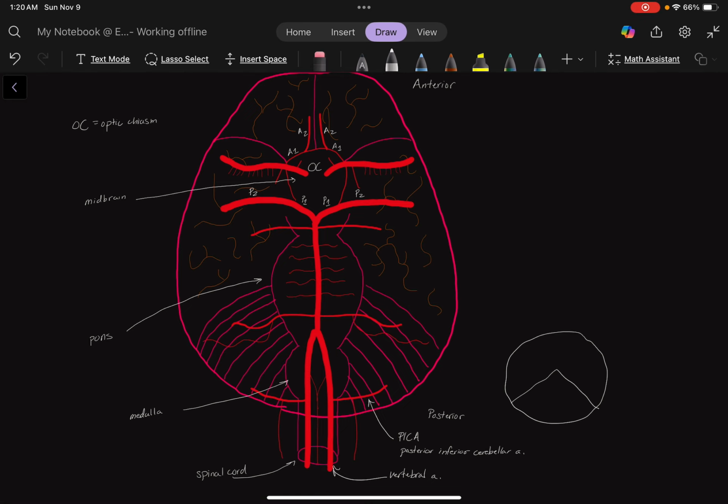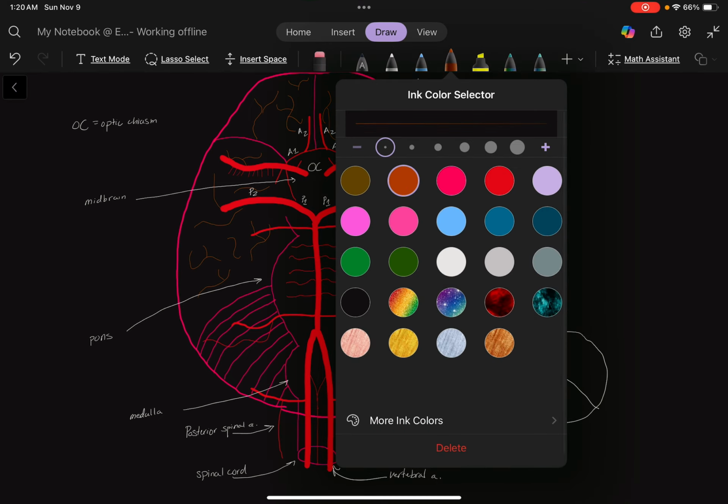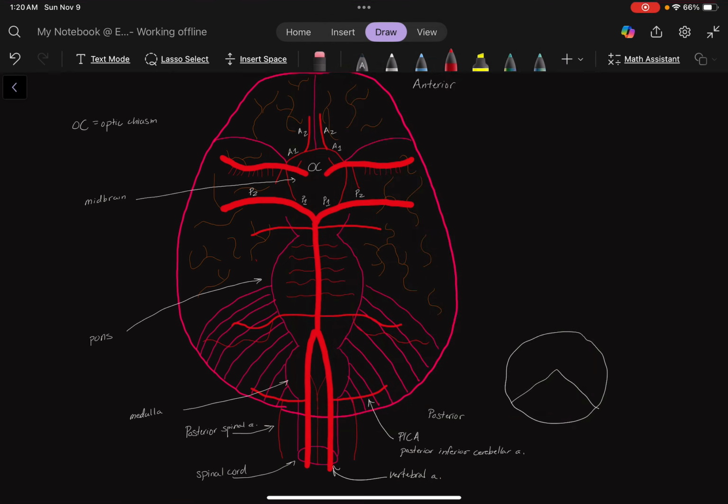Okay, and PICA is also a paired structure, as you can see, we have a PICA on this side as well. And coming off of PICA is this artery right here. This is the posterior spinal artery. Okay, and the posterior spinal artery is important because it supplies the posterior 1/3 of the spinal cord right here. So this would be the posterior spinal artery.